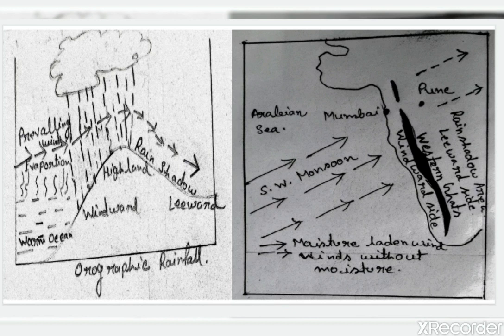When these winds move towards the opposite side of that particular highland, at that time there is no moisture present in that wind, which means that wind could not bring any rainfall to the opposite side of the mountain, and that we call the rain shadow area, and that side of the mountain is known as the leeward side. That is the whole formation of orographic rainfall.